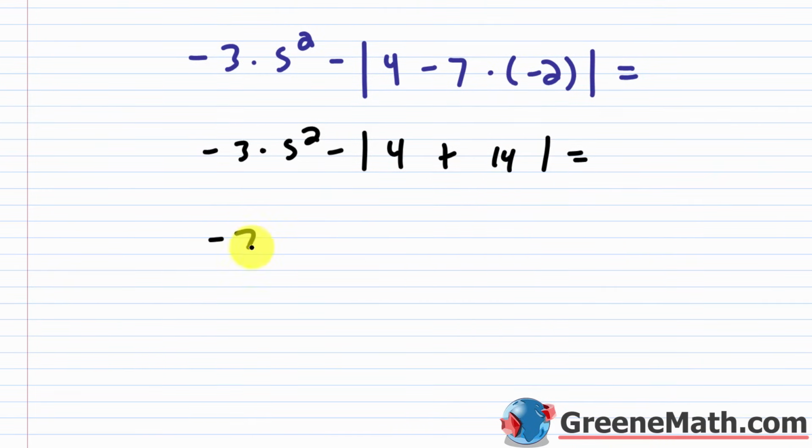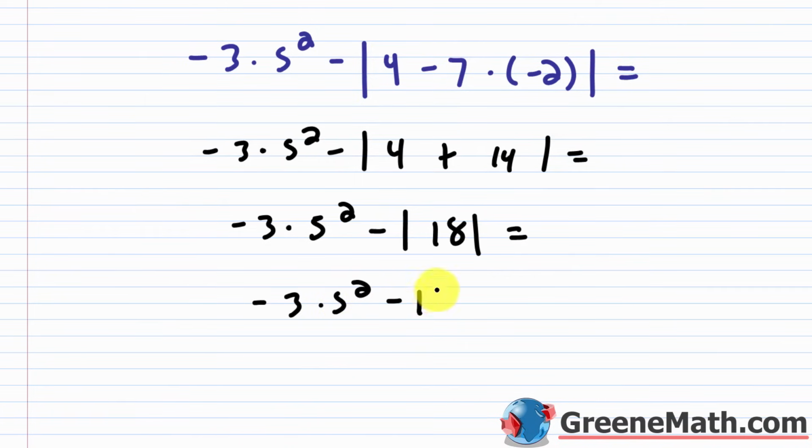So negative 3 times 5 squared, and my handwriting is getting pretty terrible, so let me try to fix that. So negative 3 times 5 squared, and then minus. So inside the absolute value bars, 4 plus 14 is 18. Close that down. The last thing we would do here is just take the absolute value of 18, which of course is just 18. Okay, so that's all that is. So negative 3 times 5 squared minus 18.